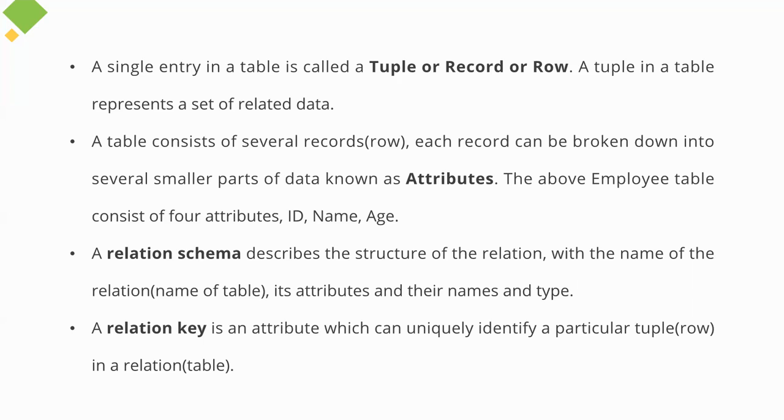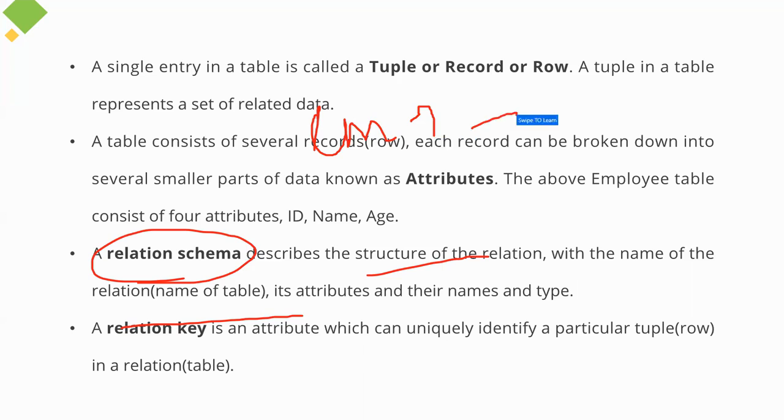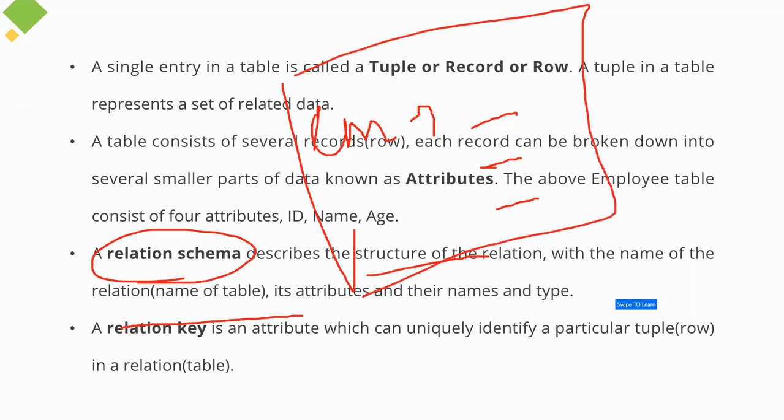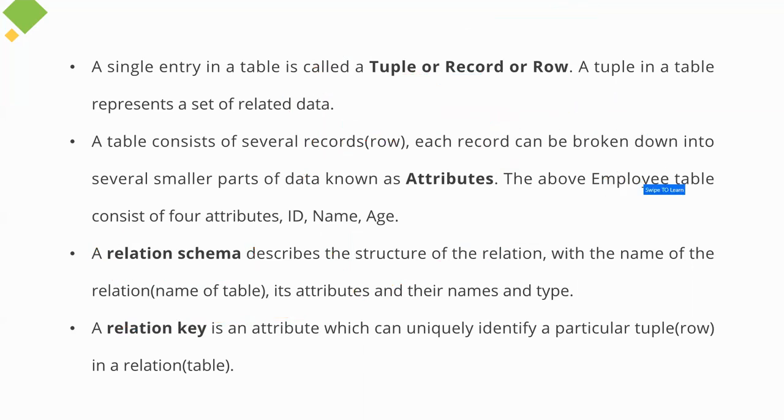The relational schema. What is a relational schema? It describes the structure of the relation, with the name of the relation and its attributes. That's called a schema. Suppose I say table employee consists of ID, name, age; this is called a schema. It consists of the name of the table and its attributes, followed by types. This is how a relational schema looks. And a relation key is an attribute which can identify a particular row in a table, like a primary key which uniquely identifies the entity. In the same way, the relational key.